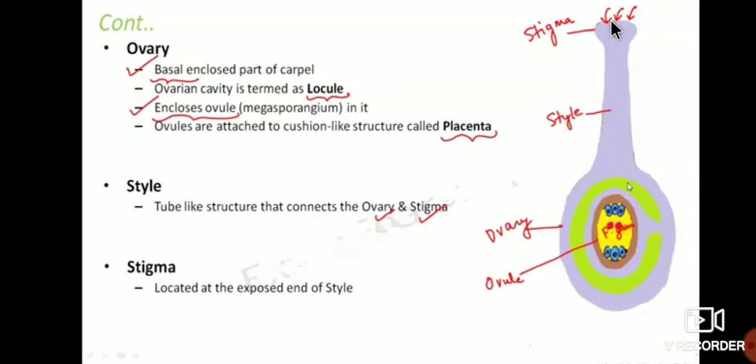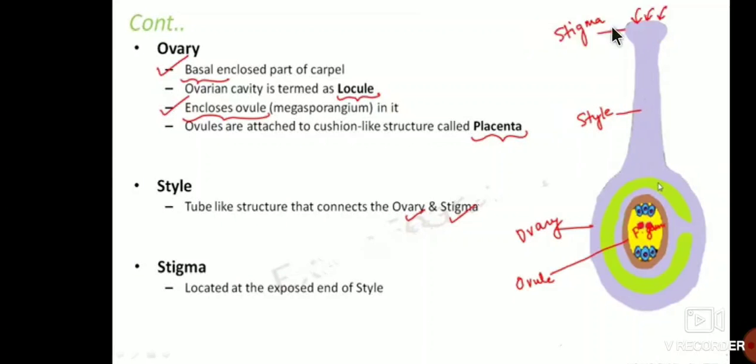What is the help of this one, I will explain in the next one. Next concept will be there. So first you should know what you mean by ovary, what you mean by style, and what you mean by stigma.